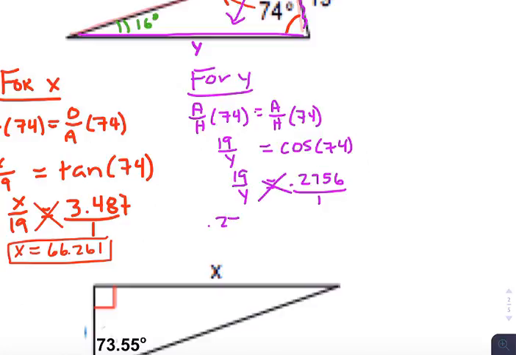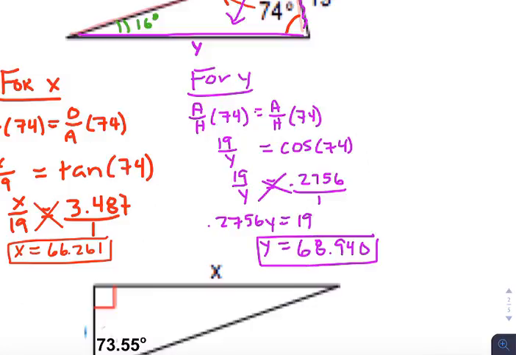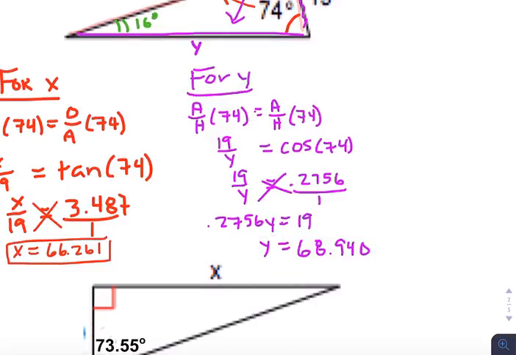So we have 0.2756 times y is the same as 19. Dividing both sides by 0.2756, we get the y value to be 68.940.